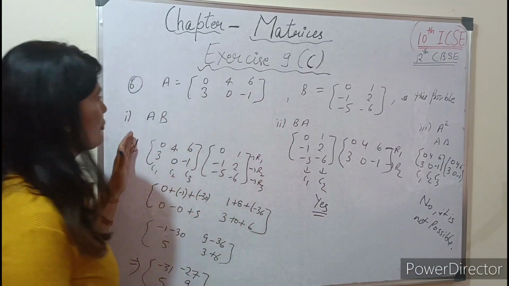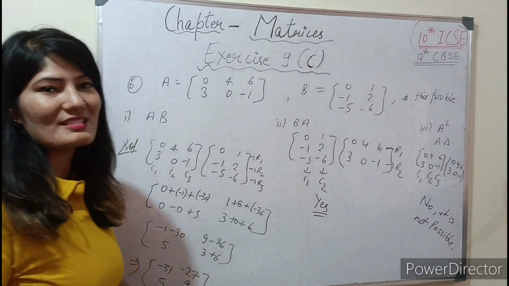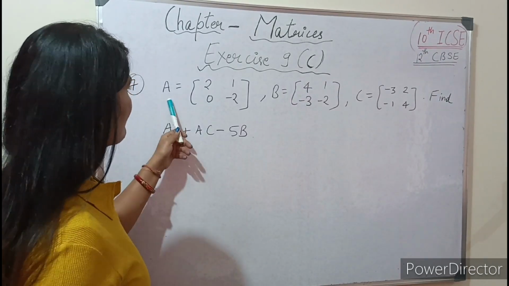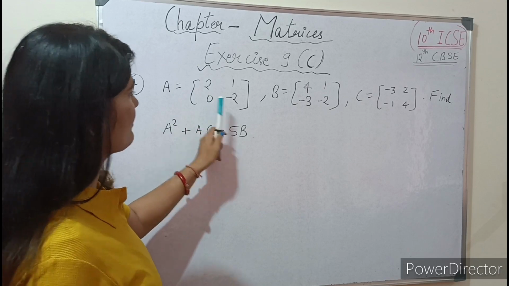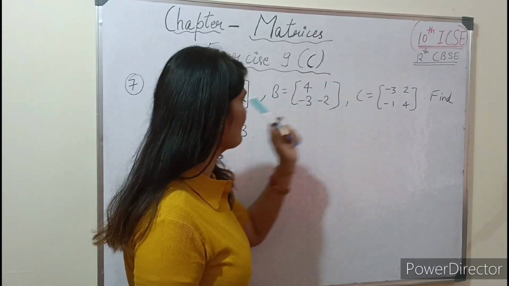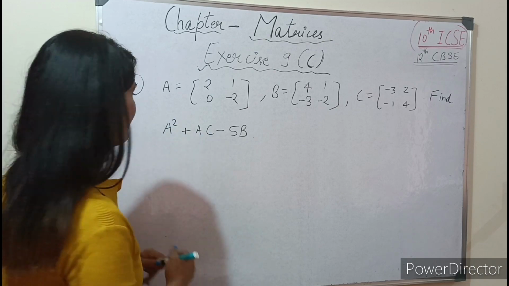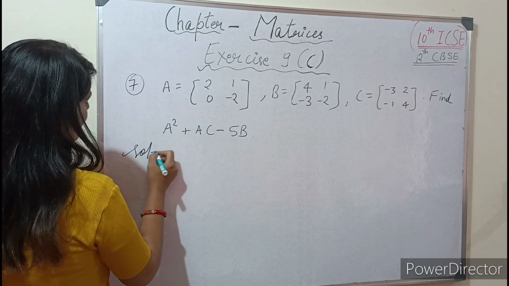So this is your question number 6 on 3 parts. So please have a look. Now moving to question number 7. So here again you can see A matrix is given, B is also given and C is given. You have to find the value of A square plus AC minus 5B. So let's start solving it.